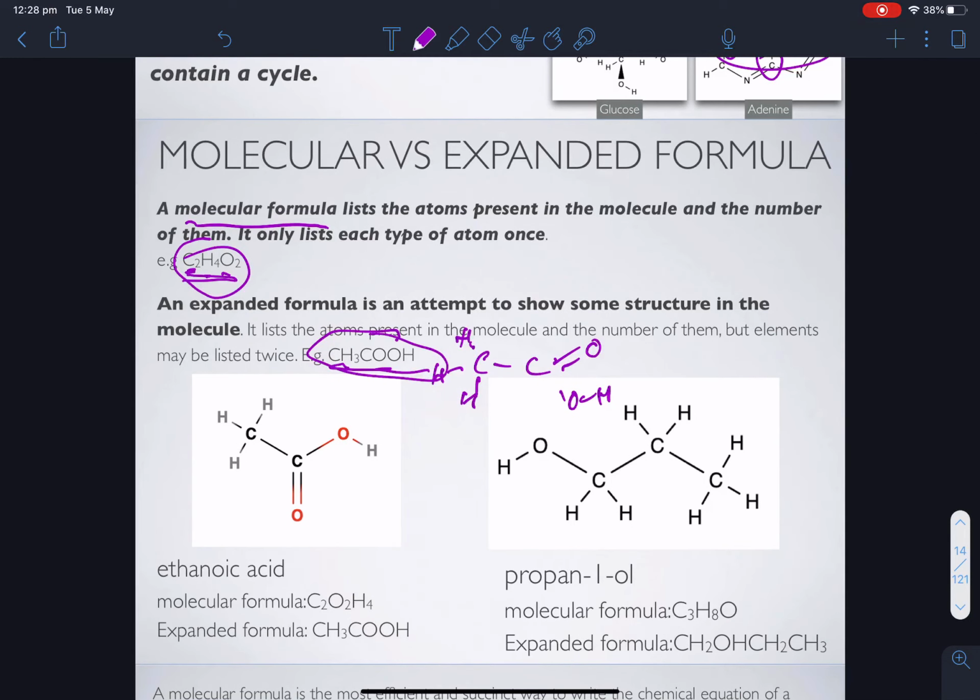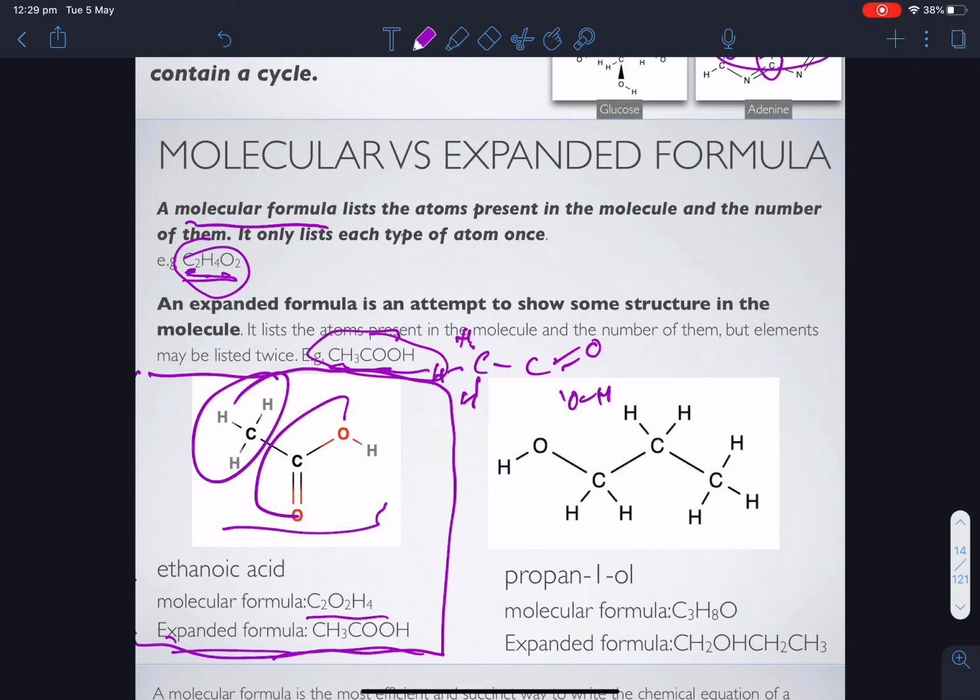They can have the same molecular formula, but be arranged differently. And we'll get much more in depth in here, just introducing the concept. The molecular formula C2H4O2, you can arrange these in two different ways. We have one called ethanoic acid. Here is its structure. I've drawn it all out, and it has a formula C2H4O2, or you can put them in any order. We've got an expanded formula CH3COOH. It's showing some structure there.